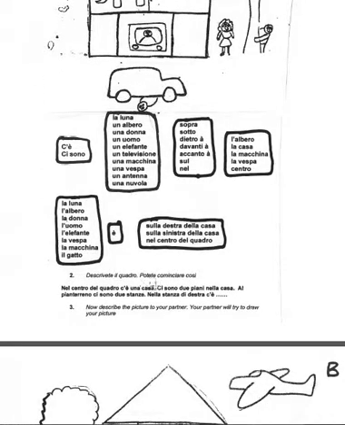Descrivete il quadro, potete cominciare così. Describe the picture, you can begin like this. Nel centro del quadro c'è una casa, ci sono 2 piani nella casa, al pian terreno ci sono 2 stanze, nella stanza di destra c'è, etc. So we've given them a guide for this written description.